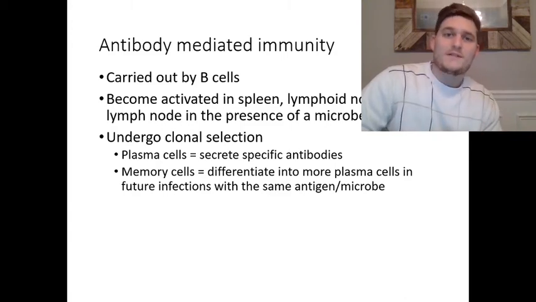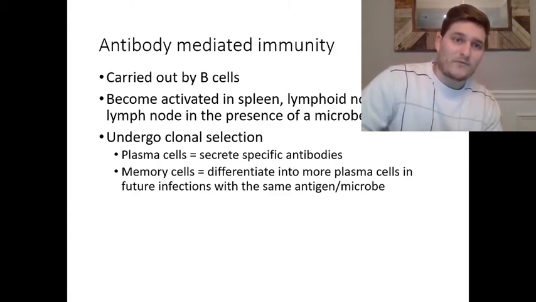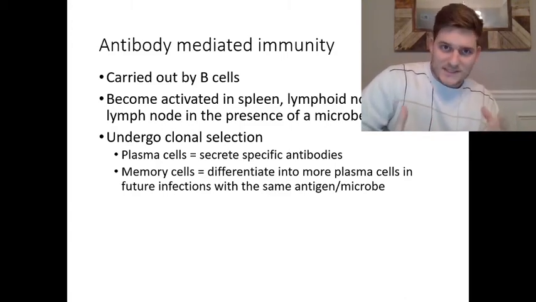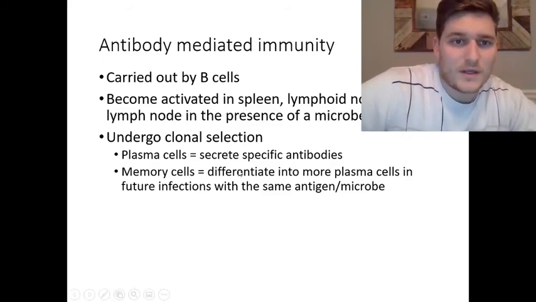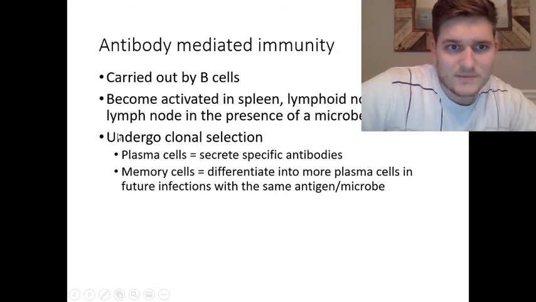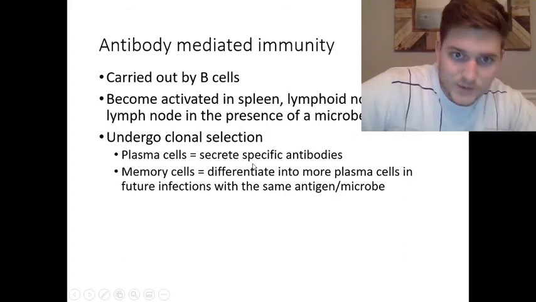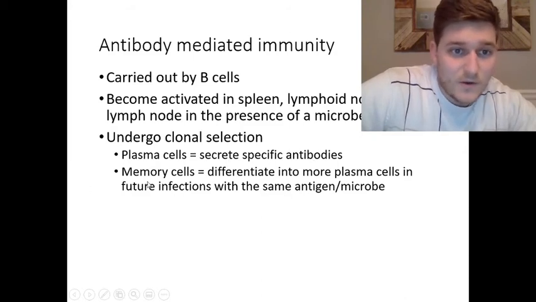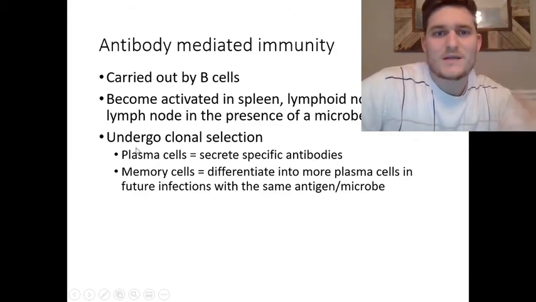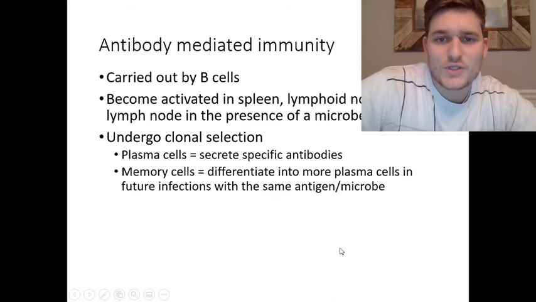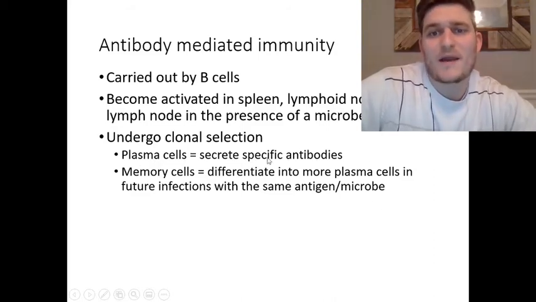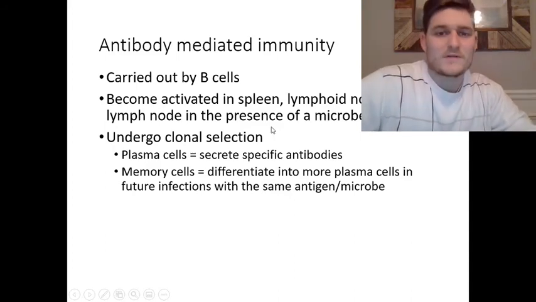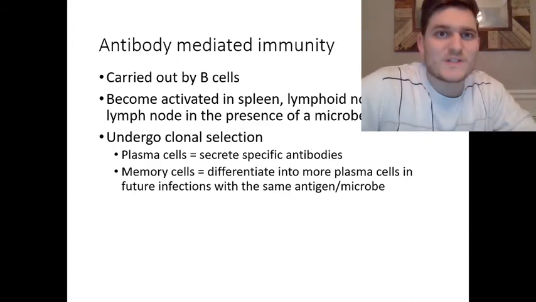Antibody-mediated immunity is carried out by B cells. There's large quantities of these B cells in the spleen and lymph nodes, so these secondary lymphoid organs, and they become activated. And so they undergo clonal selection, and sometimes B cells will become plasma cells, which secrete these specific antibodies, or they become memory cells, again, to differentiate into more plasma cells in the future to help carry out the defense for specific antigens or specific microbes.